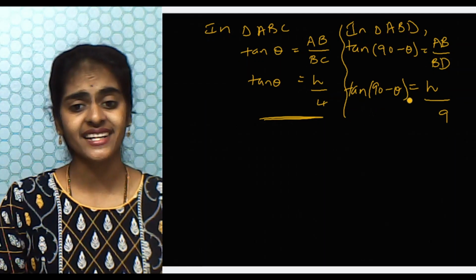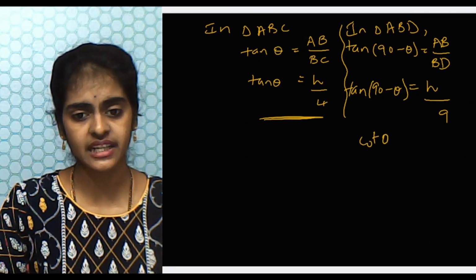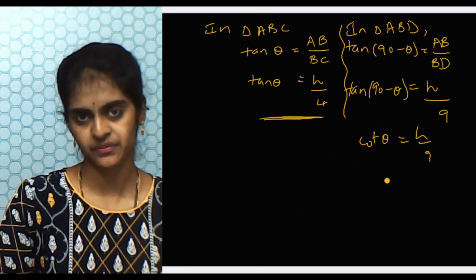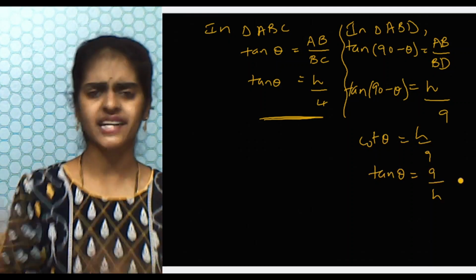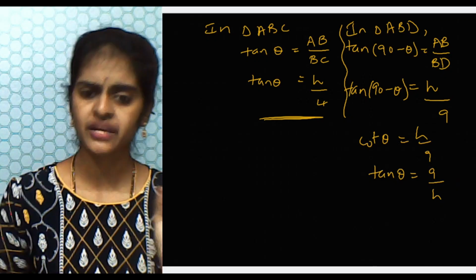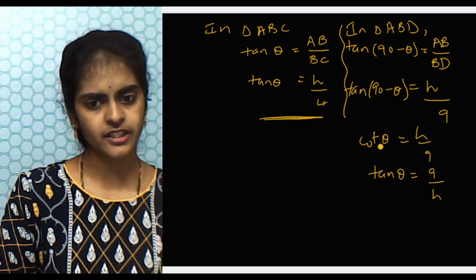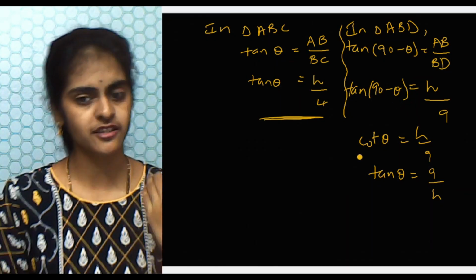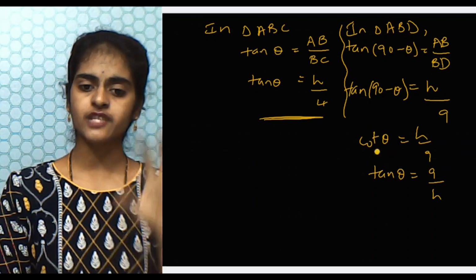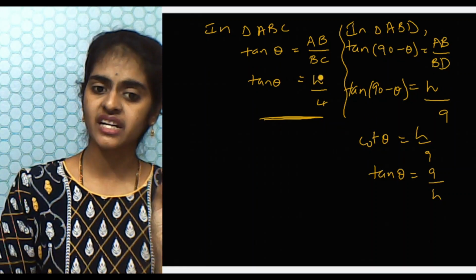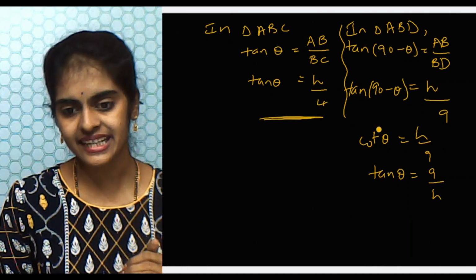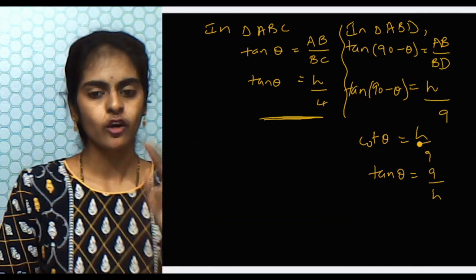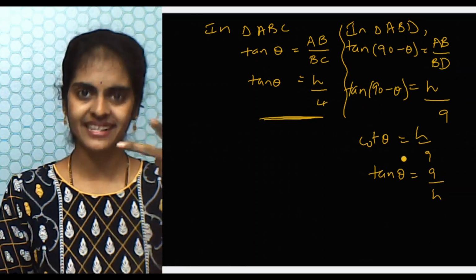Okay, so we know tan 90 minus theta is nothing but cot theta. So cot theta is h by 9. So what about tan theta? Tan and cot are complementary to each other, so tan 90 minus theta is cot theta. I just want the value of tan theta because I have a relation with tan theta here, so I want this also in terms of tan. Tan theta is nothing but the reciprocal of cot. Cot is h by 9, so tan will be 9 by h.